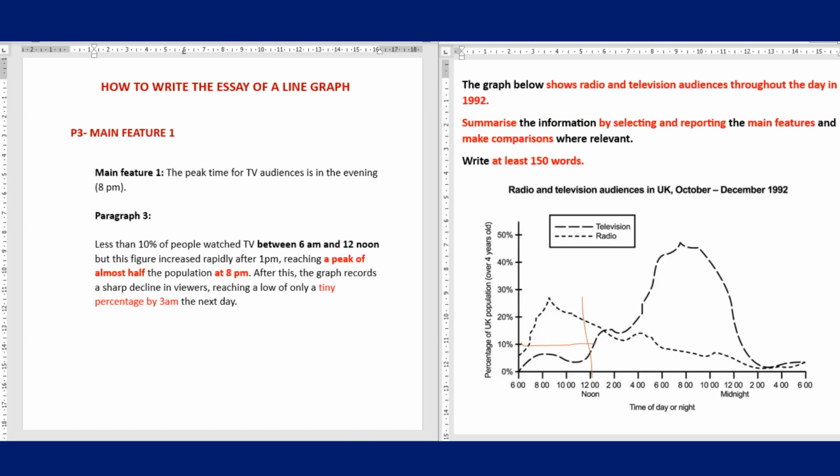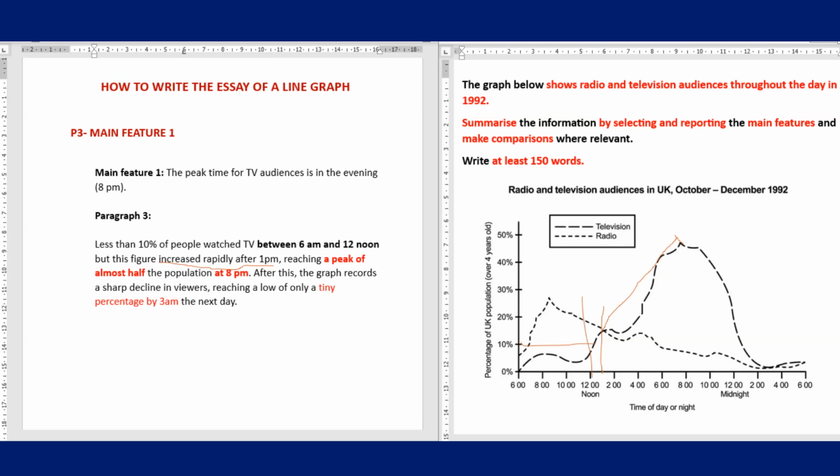So less than 10% of people watch TV between 6 a.m. and 12 noon. But this figure increased rapidly after 1 p.m. Okay, so we can say it just increased like that. Now after 1 p.m., yes, 1 p.m., okay, so this is it. So after this particular point, you can see that it just shot up rapidly to this particular side.